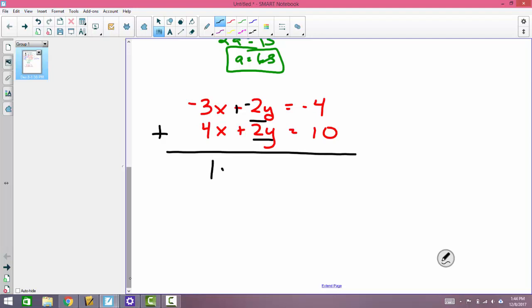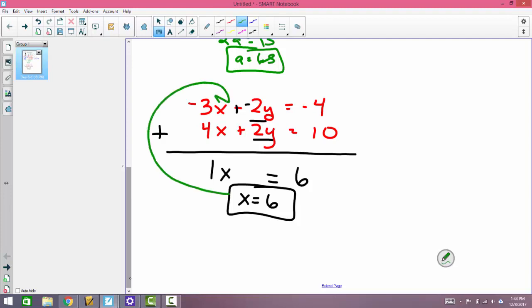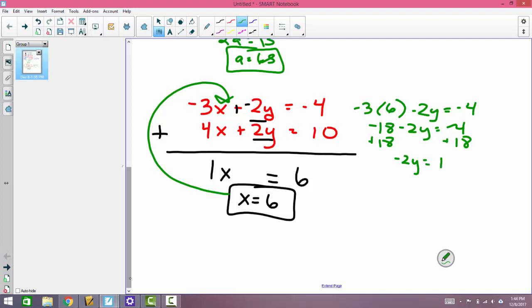3x plus 4x is 7x. The y's cancel, and -4 plus 10 is 6. So x equals 6. Now you're going to plug 6 into one of the original. I'm going to plug it into both of the originals just to make sure I have the right answer. So -3 times 6 minus 2y equals -4. So -18 minus 2y is equal to -4. Add 18 to both sides. So -2y is equal to 14, so y is equal to -7.